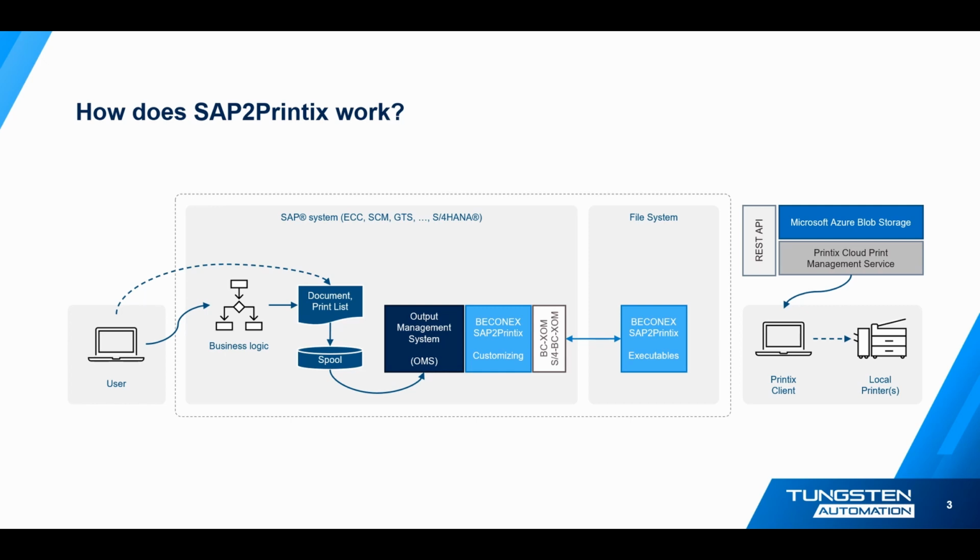Finally, SAP2Printix sends the spool file with the additional information to the corresponding Printix tenant and performs a spool mapping to link the SAP spool ID with the Printix spool ID. That way, it is possible to both monitor the status of print jobs and to log the process in the SAP database.